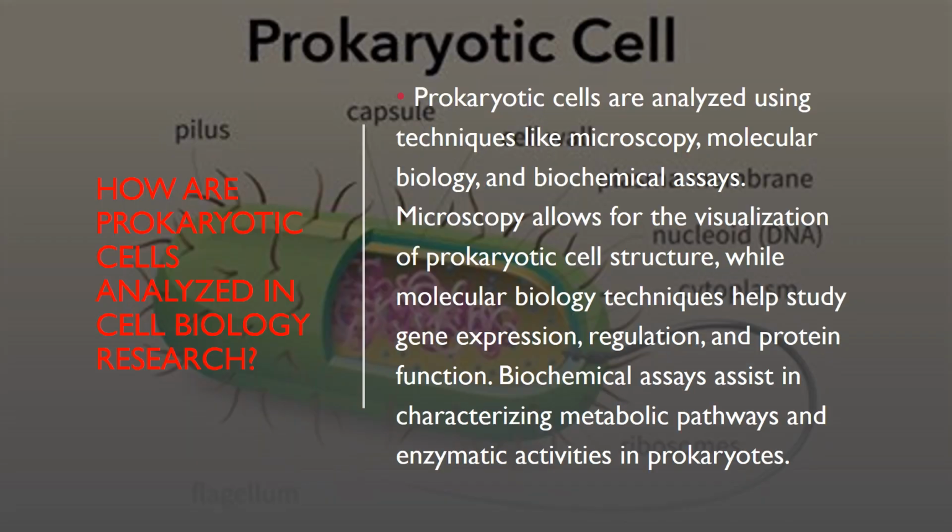How are prokaryotic cells analyzed in cell biology research? Prokaryotic cells are analyzed using techniques like microscopy, molecular biology, and biochemical assays. Microscopy allows for the visualization of prokaryotic cell structure, while molecular biology techniques help study gene expression, regulation, and protein function. Biochemical assays assist in characterizing metabolic pathways and enzymatic activities in prokaryotes.